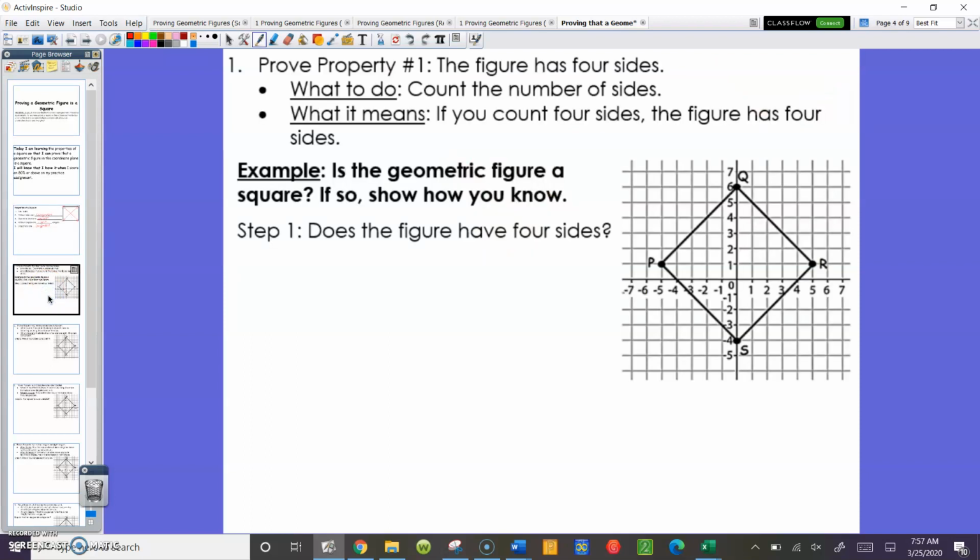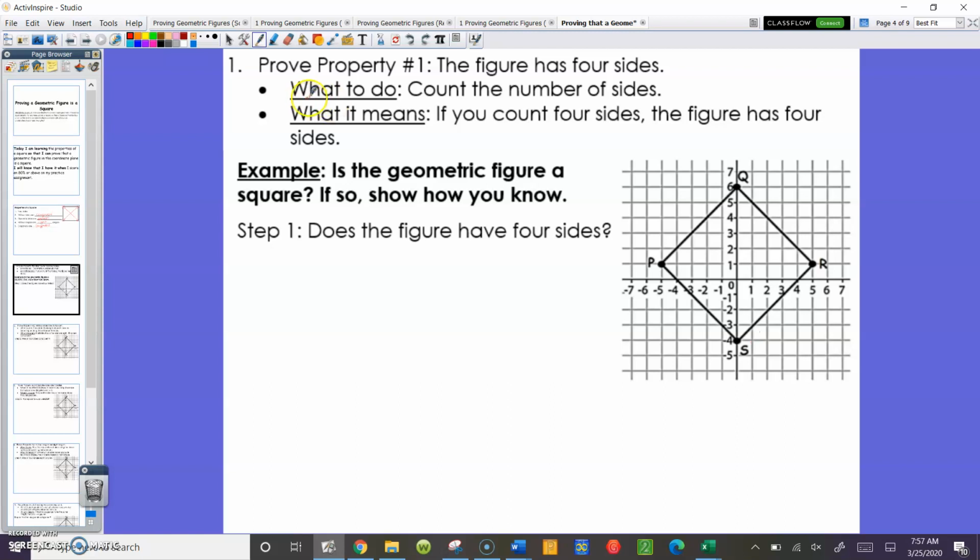So let's begin by looking at this example. For this example, we need to figure out if this figure is a square. And if it is, we need to show how we know. So in order to do this, we're going to go through all of the properties and prove that those properties are true or untrue. So let's start with property 1.